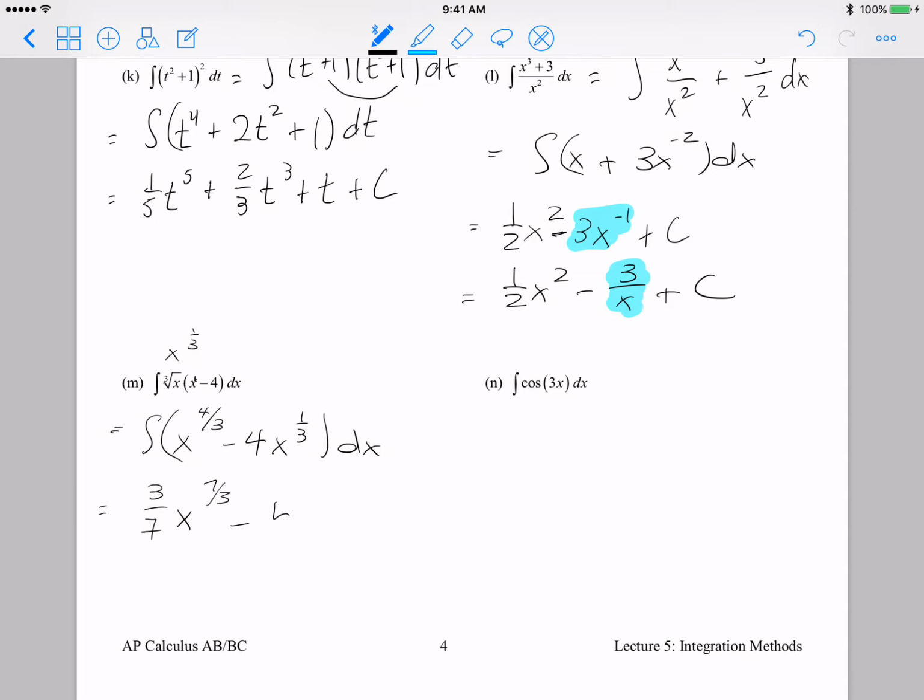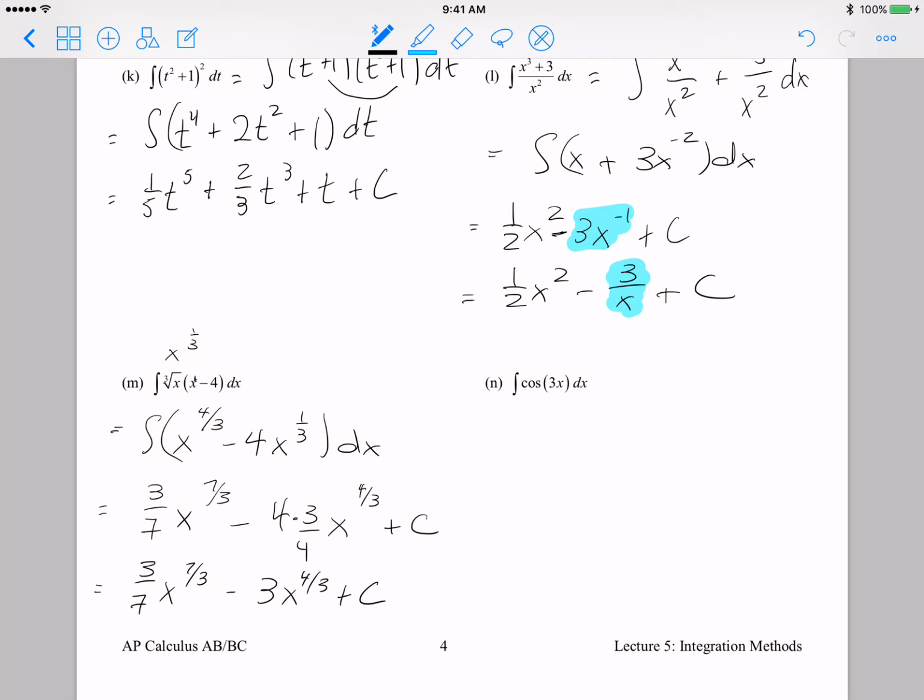Minus 4, and then x to the 1/3 plus 1, well, that's going to end up being 4/3, and then divided by 4/3 is the same thing as times 3 over 4 plus c. And so if I were to clean up that middle term, my final answer is going to be 3/7 x to the 7/3 minus 3 x to the 4/3 plus c.